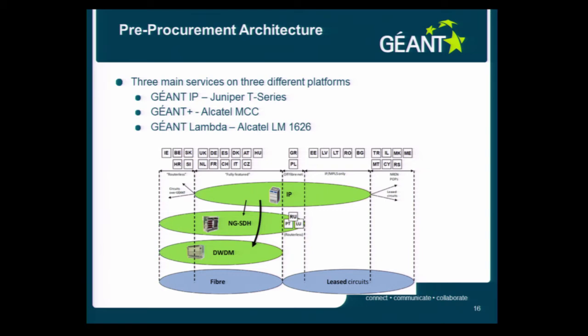In these POPs, these were the ones which were fully featured. We had all the services. We could do IP, we could do SDH, we could do DWDM, and then here we had 2 POPs where we had IP and SDH, then 3 POPs with SDH only, and then 5 POPs with IP only. So there are a lot of different types of POP supporting different types of services.